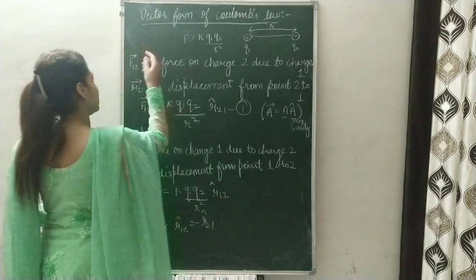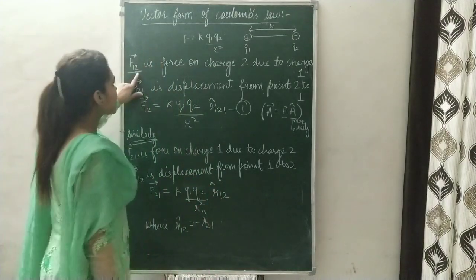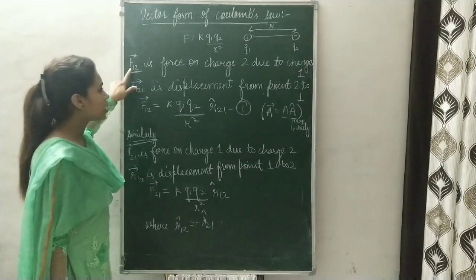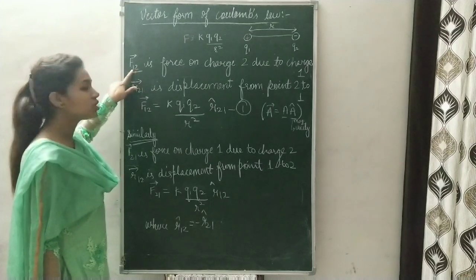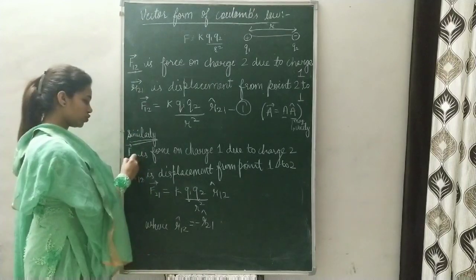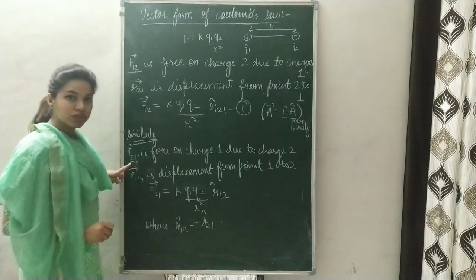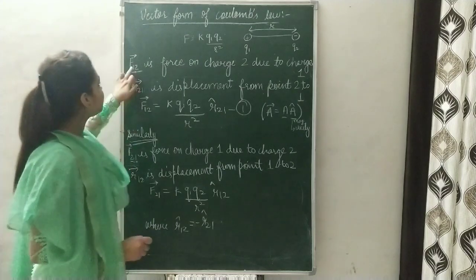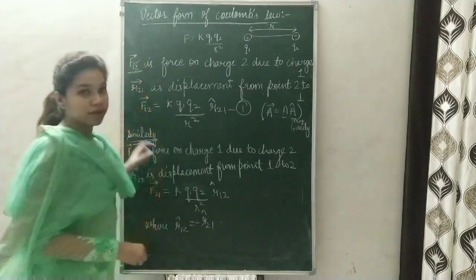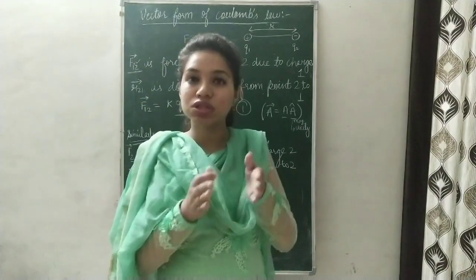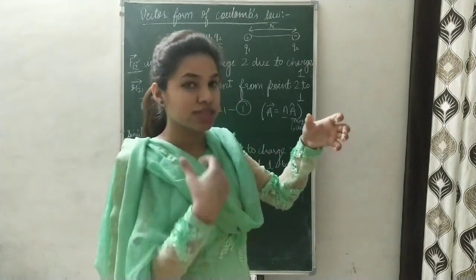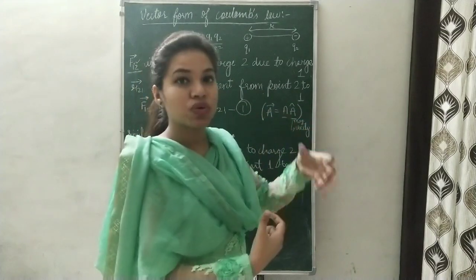So let's start with the F12 vector. This F12 vector represents the force on charge 2 due to charge 1. And this F21 represents the force on charge 1 due to charge 2. Now, F12 is the force on charge 2 due to charge 1, which means charge 1 is exerting a force on charge 2.